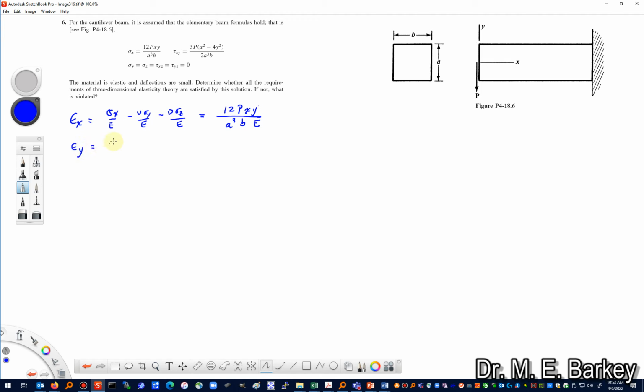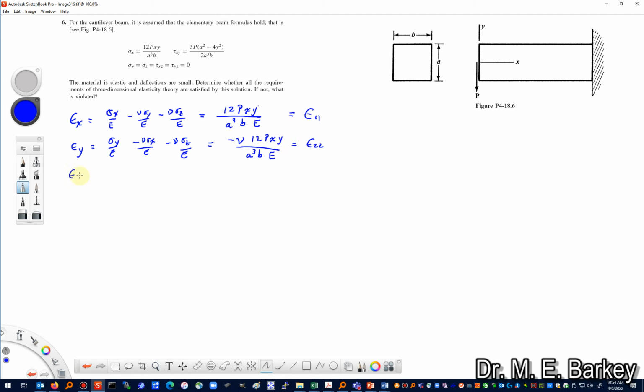Now, epsilon y is going to be sigma y over E minus nu sigma x over E minus nu sigma z over E. And the only term that will be left will be the one that has sigma x in it. So this is going to be minus nu 12 p x y over a cubed b times E. And if we want to use our number notation, this would be like epsilon 1, 1. This would be like epsilon 2, 2.